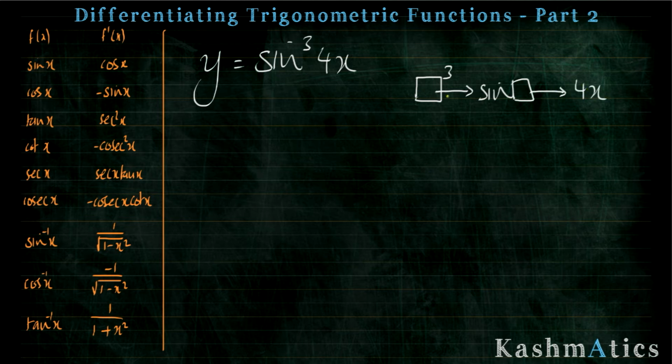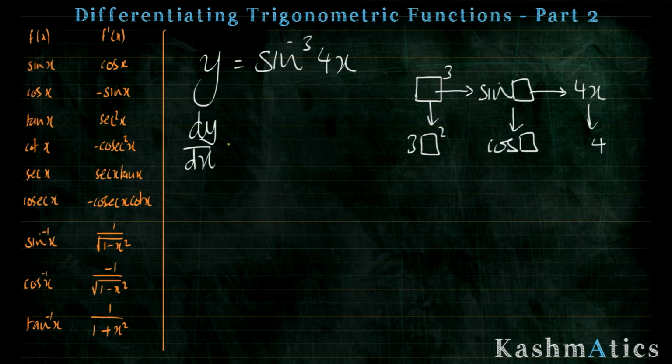So what I do is I differentiate each of these. So these will be 3 something squared, this one here will be cos of something, and this one here will be 4. So ultimately what we're doing is we're going to work out these derivatives and multiply them together. So I'll show you what I mean.